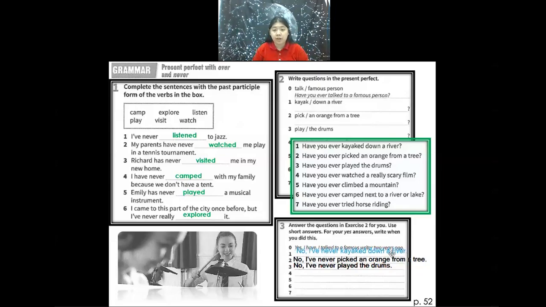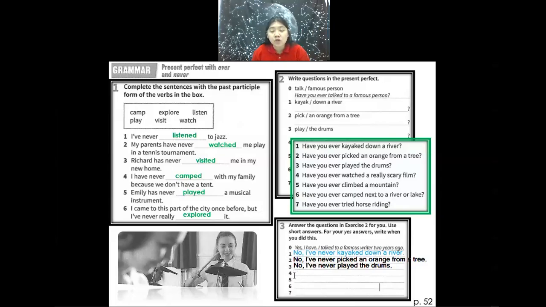So you should write the full sentence like this, okay? Don't just say no to every question, right? It's not an answer. You have to answer it correctly and in a nice way. No, I have never kayaked down a river. Okay, let's try number 4.